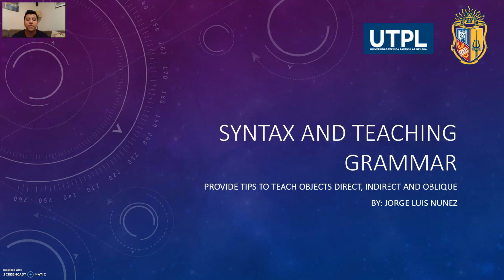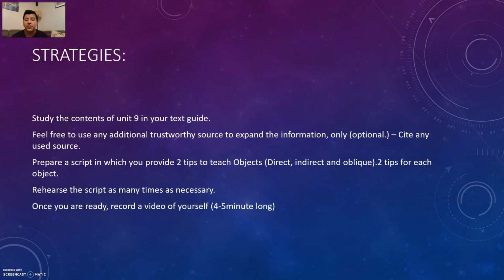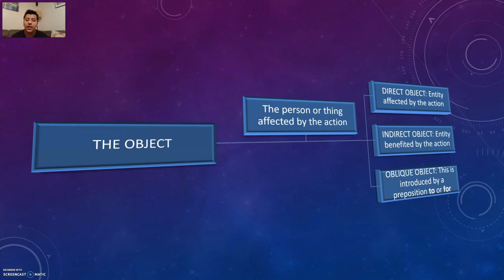This is the subject of syntax and teaching grammar, and this is a topic about providing tips to teach objects: direct object, indirect object, and oblique object. Here are some strategies that I have been using so far. So this is the table that I have been making to develop my contribution to this video collaboration.